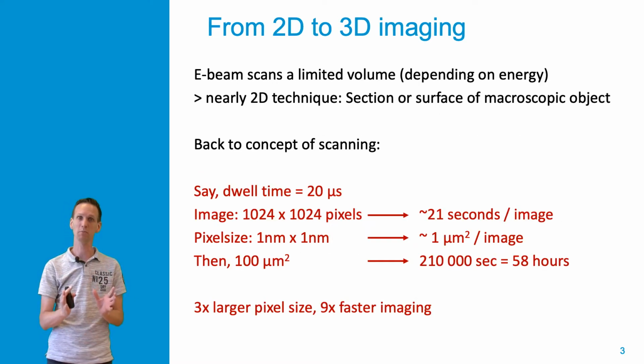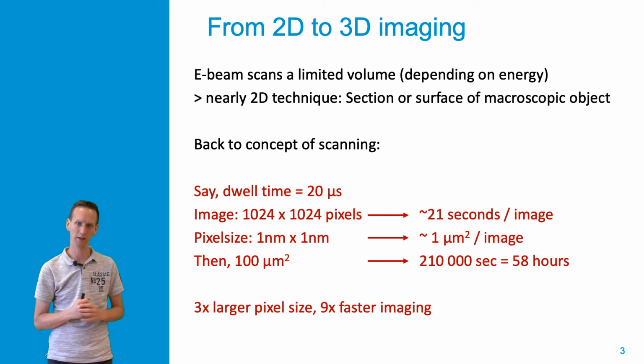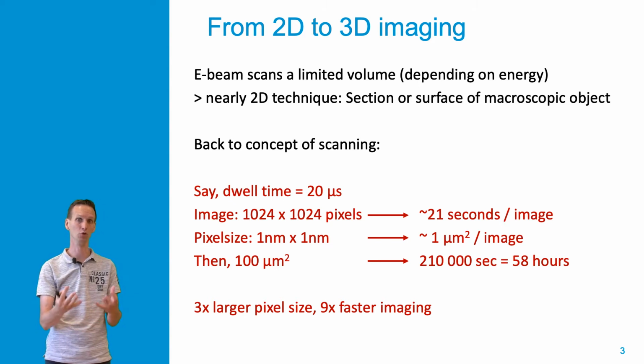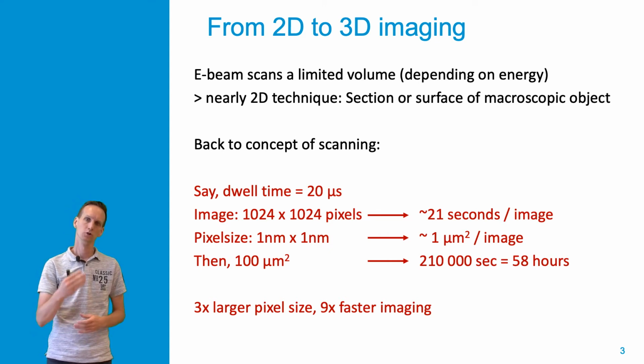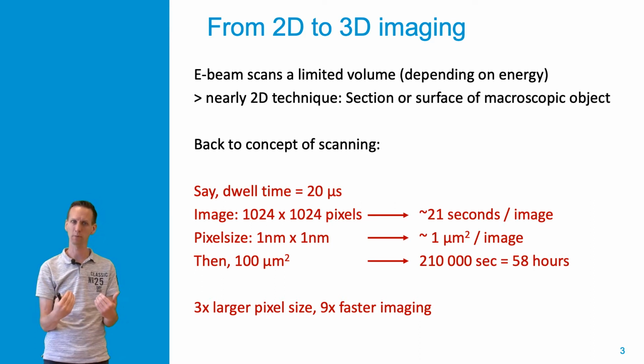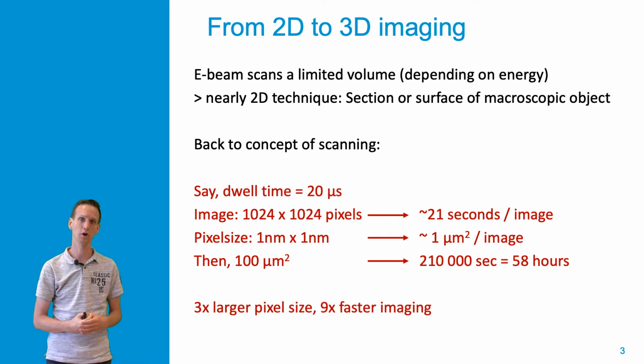We've learned that the electron beam penetrates a very limited volume in the sample, the depth of which depends on the energy of the incoming electrons. Most of the signal is generated just below where the electron beam hits the sample. So we can think of electron microscopy as a nearly 2D technique, especially for biological samples where we use low energies, 1 to a few kilo-electron-volts. In essence, we scan either a thin section taken out of a sample, or we scan the surface of a macroscopic object.